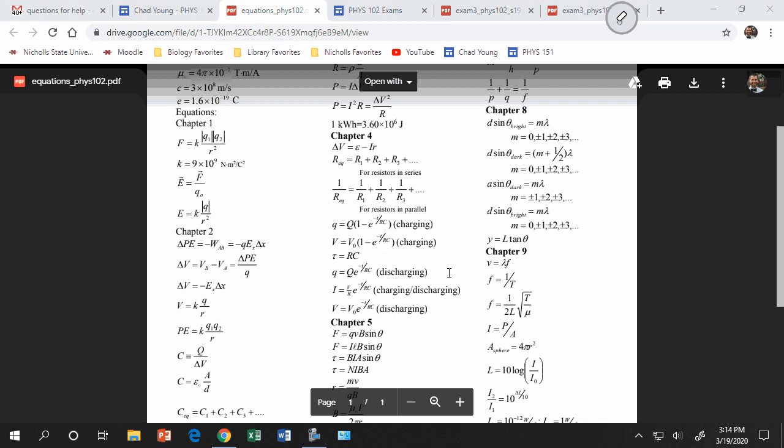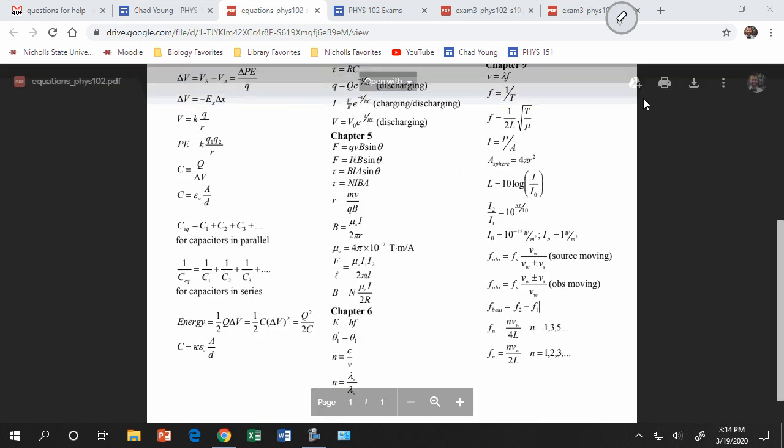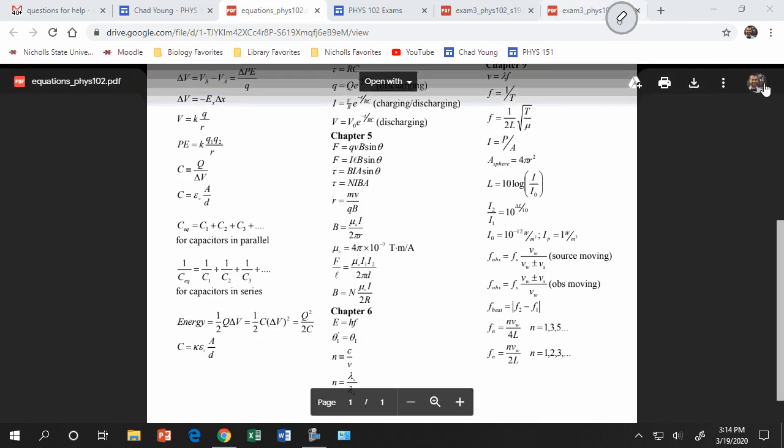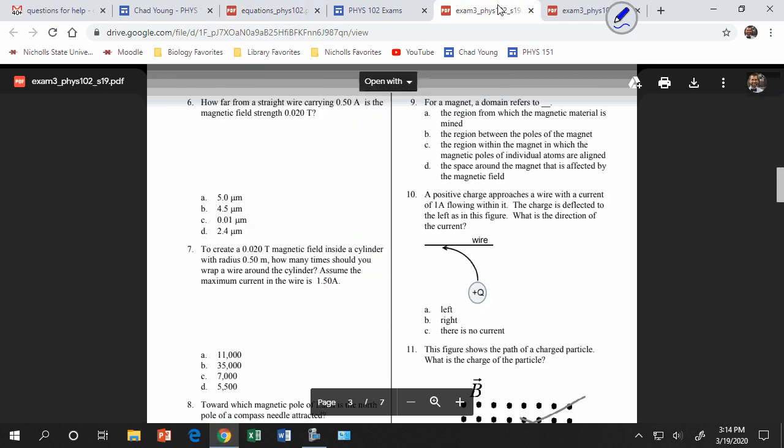So on my equation sheet, I have 2 equations that give me magnetic field. I have this one, B equal mu naught I over 2 pi r, and then I have this one, B equal N mu naught I over 2r. Let's look back at the problems. So this is B equals mu naught I over 2 pi r. And this one is B equals N mu naught I over 2r.